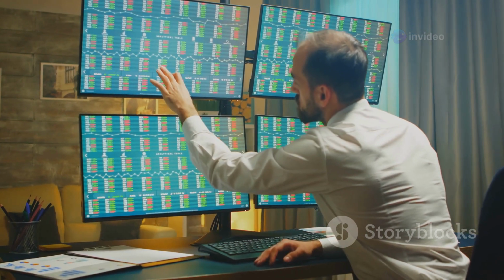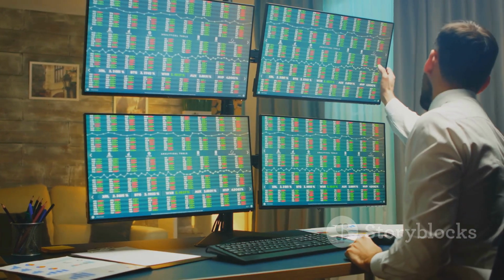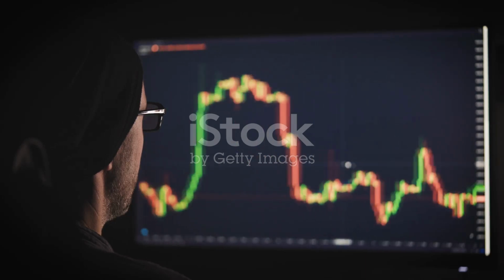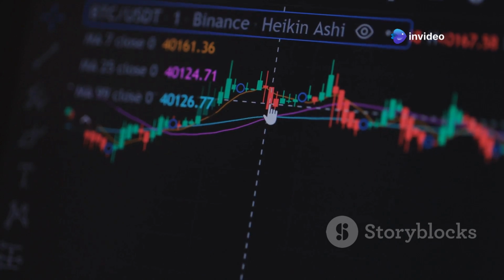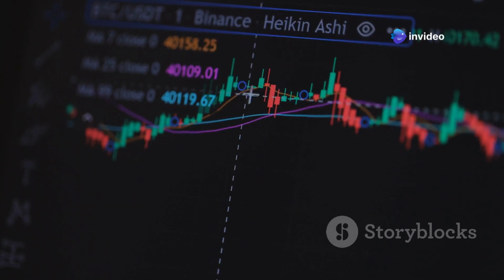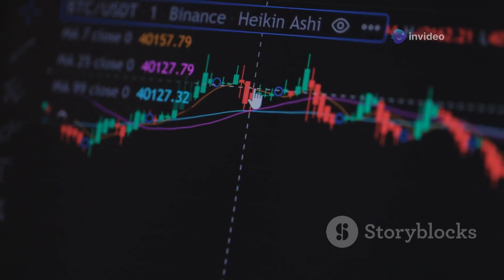Technical indicators are mathematical calculations based on price and volume data. They can help traders identify trends, momentum, and potential reversals. Some of the most popular technical indicators include moving averages, the relative strength index, and MACD.